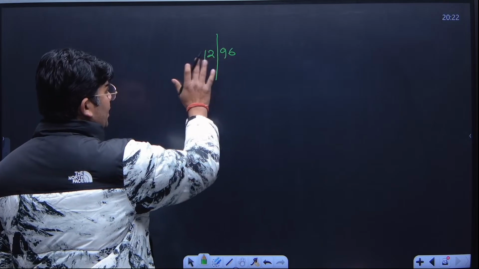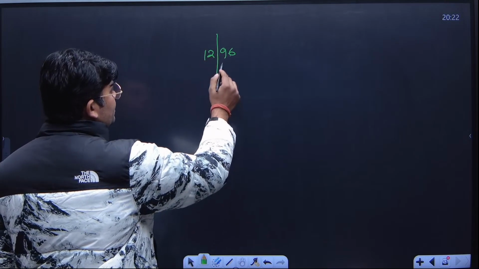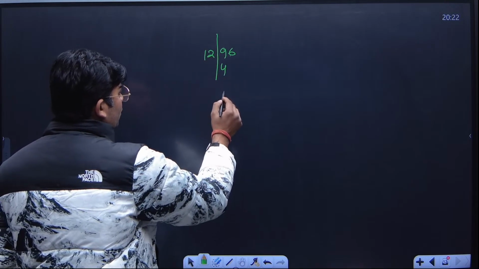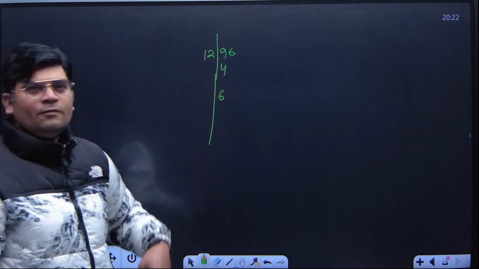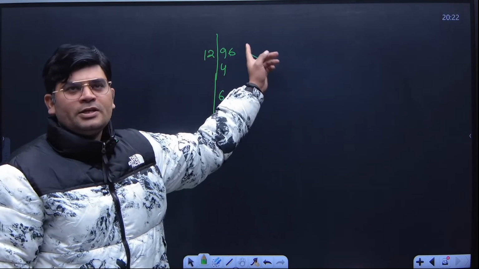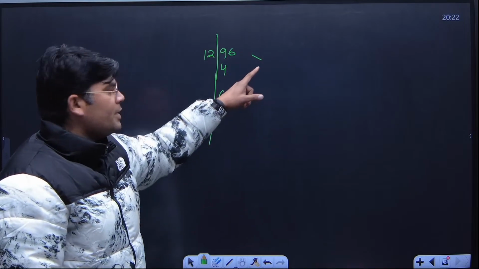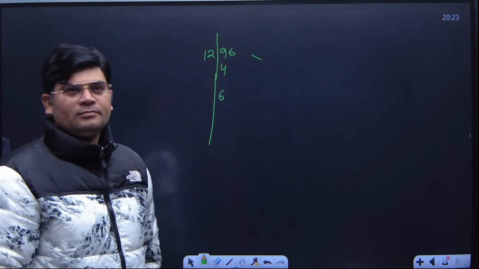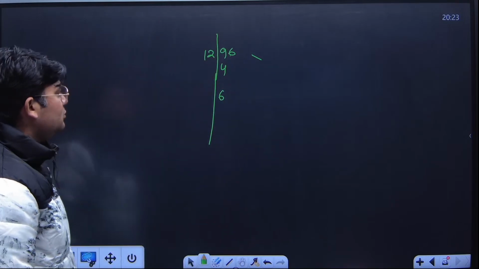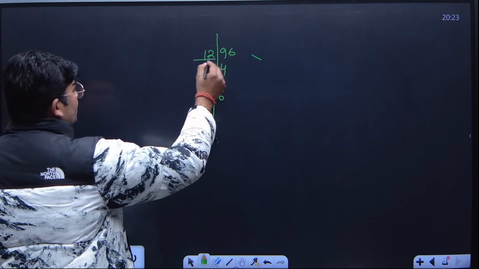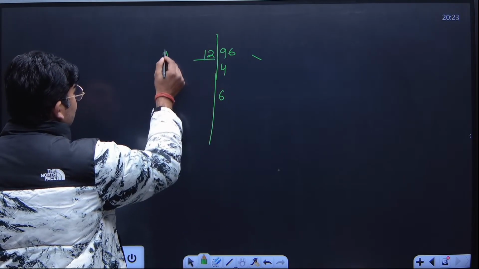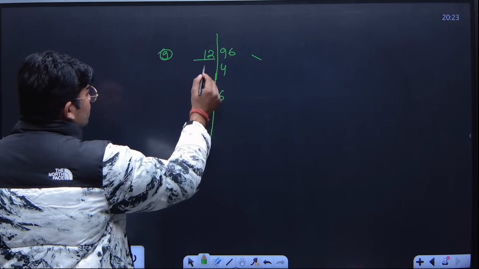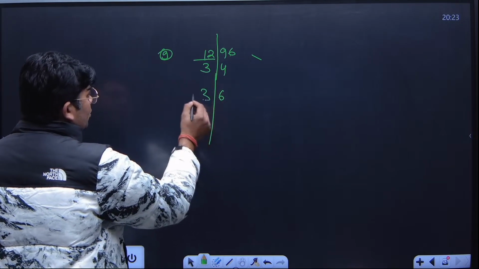With this you can say that the unit digit is going to be either 4 or 6, because 4 square is 16, which ends with 6, and 6 square is 36, which ends with 6. Then comes the 12. The nearest square less than or equal to 12 is 9, which is 3 square. So this square is going to be either 34 square or 36 square.